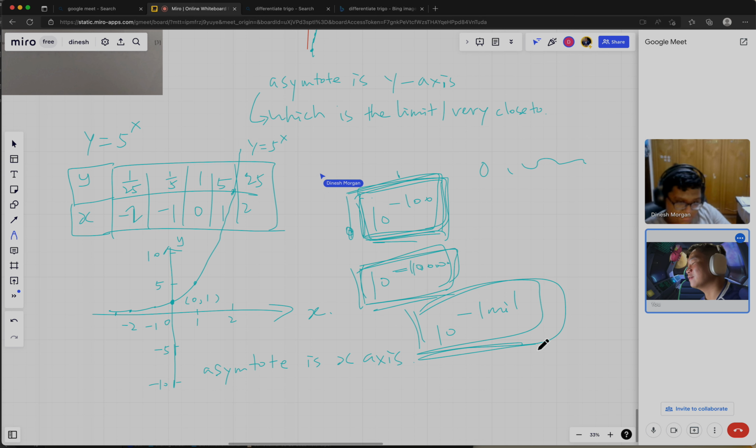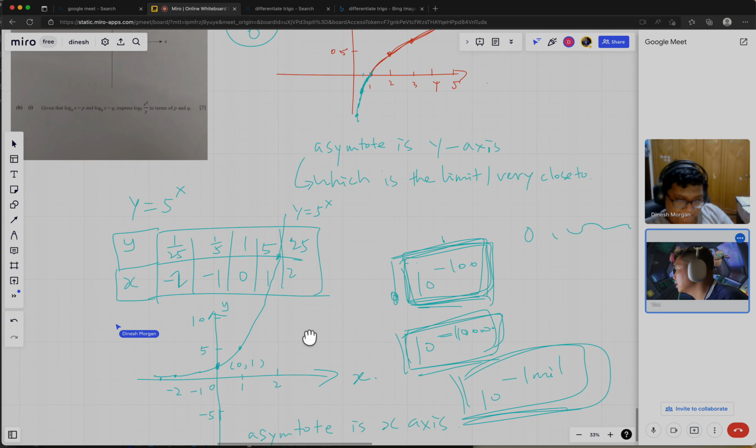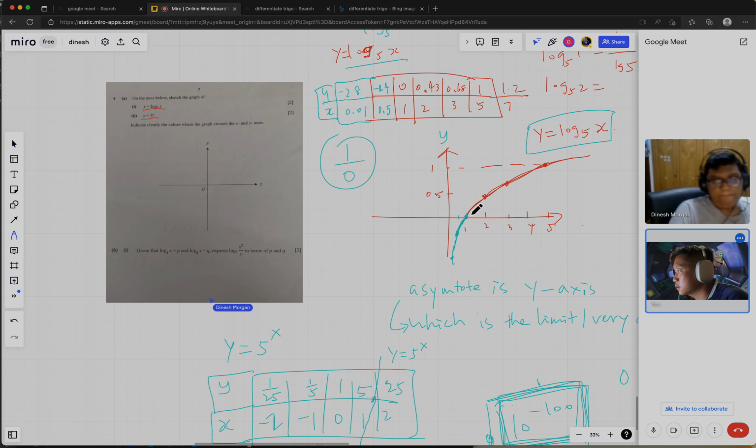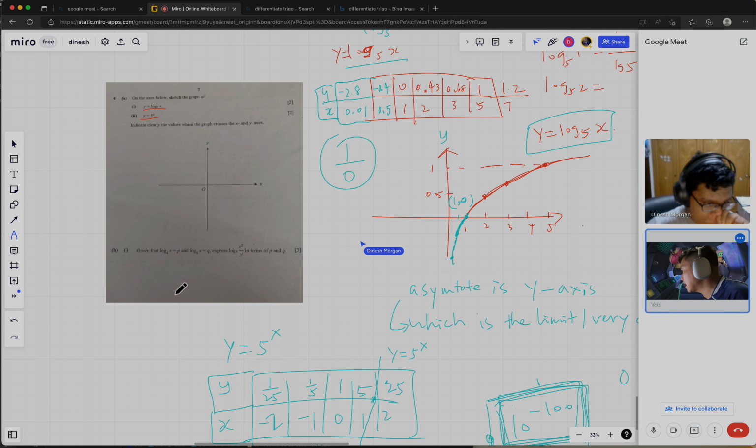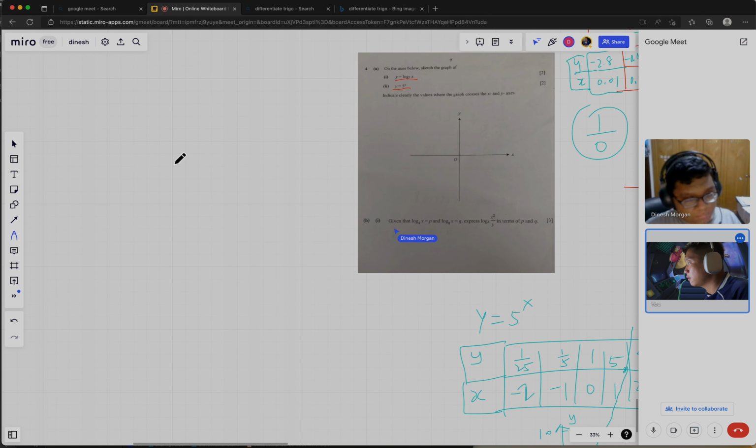Okay. So same thing for this, you just have to understand that it gets very close to the x-axis, but never touches. So that's how you graph this too, and of course they ask you to indicate. So that's how you indicate. Then the student continued to ask me about this logarithm, which is this. You want to try this out? On the left-hand side.